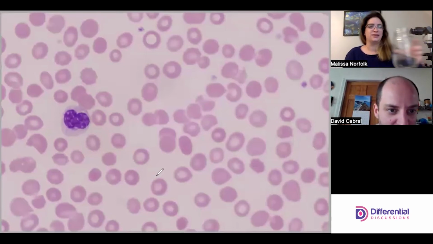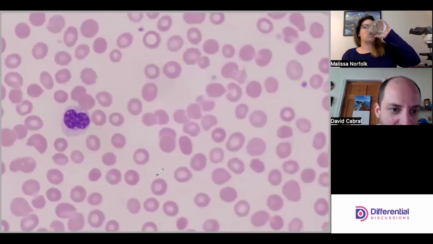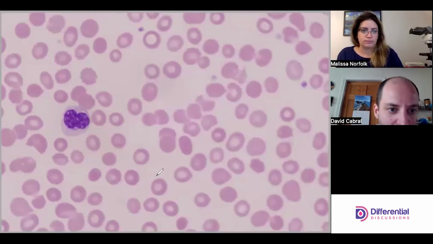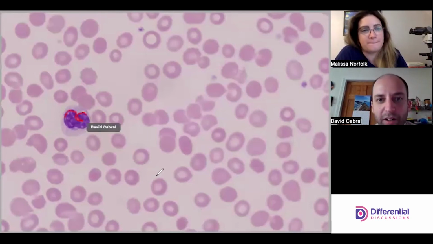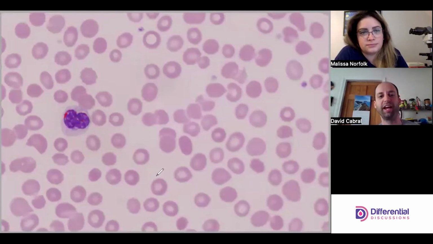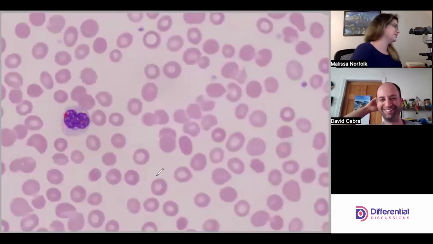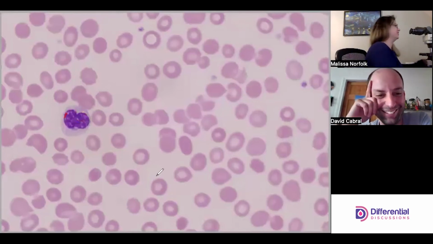I almost see... Like, yeah. Do you see that or? Yep. And so yeah, that's just that's a neutrophil. Yeah. It's a wonky neutrophil. Mm-hmm.